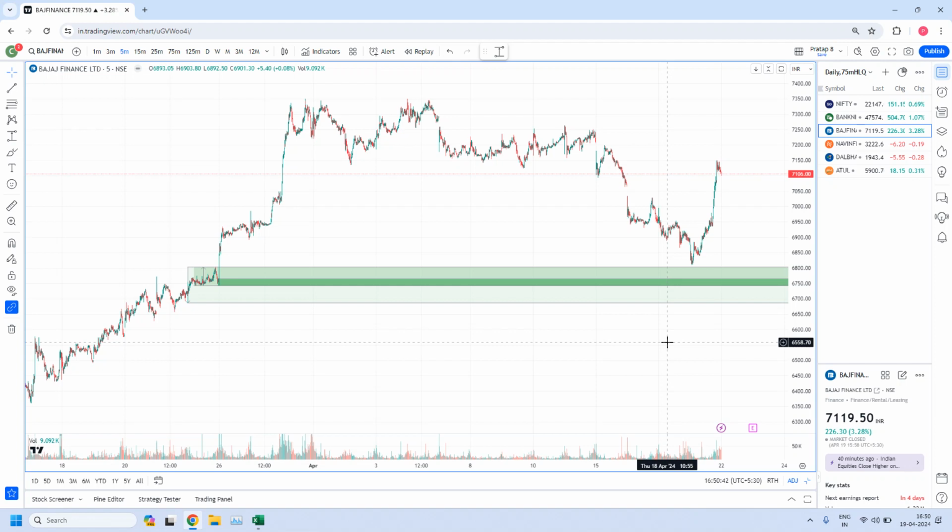But we have seen how institutions set different kinds of traps to protect that weekly demand zone. In the last video also I talked about that weekly demand zone, how institutions are planning inside that weekly zone to protect it. So these are the learnings from this particular high liquidity zone analysis video.